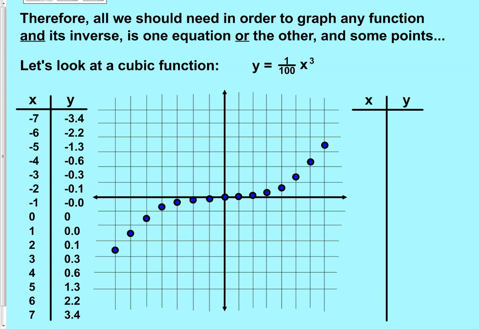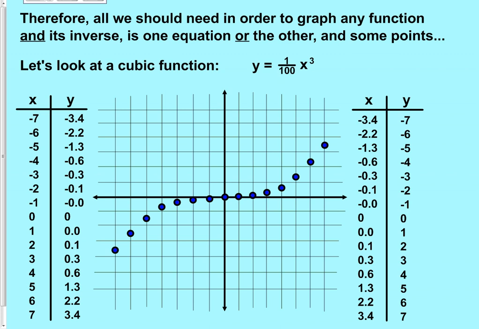Now, to figure out the inverse of this particular function, all an inverse does is reverse the abscissa and the ordinates. So in the t-chart that you have on the left, your x's are going to become your y's in the inverse, and your y's are going to become your x's in your inverse. So all you have to do is reverse your columns, plot your points, and you have your inverse. Okay, that was that.